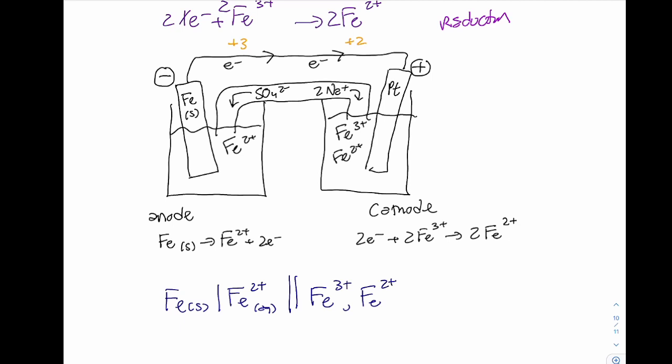And then I do have to include that platinum. So now I'm going to put my phase boundary and then a Pt for my platinum electrode. Again, these were both aqueous. Because they're the same phase, I'm not putting a vertical line between them. So this is how I would write the shorthand notation for this one.